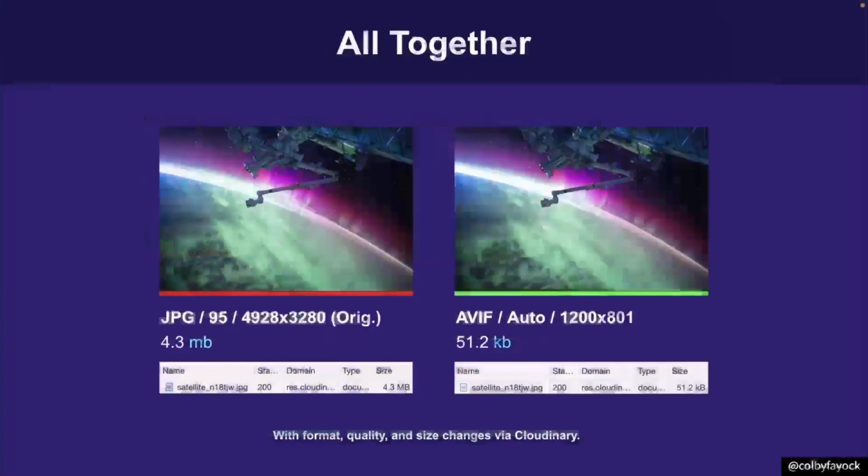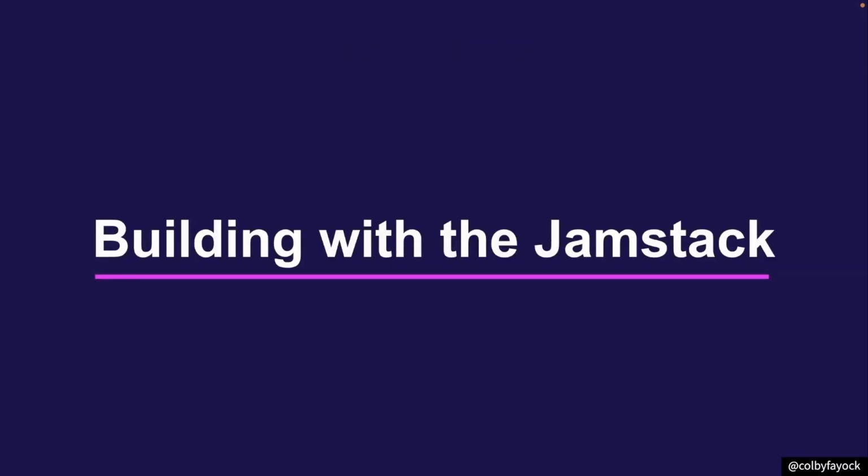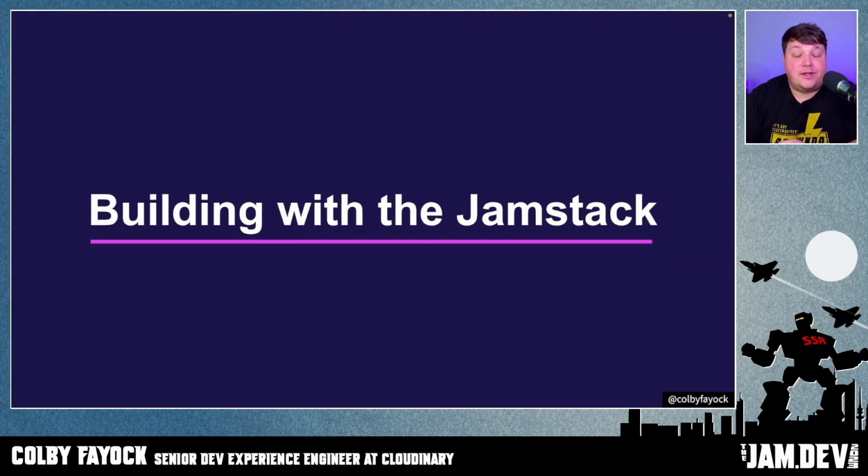Bringing this all together, we have some pretty amazing results. Using modern formats, letting tech automatically optimize our images, and serving our images in sizes that make sense for our web apps, we were able to slash this particular example from Unsplash down from 4.3 megabytes to 51.2 kilobytes, all without sacrificing quality. So hopefully I have you convinced now that this is actually pretty important. But how can we work with this in our Jamstack application? And how can we actually improve our developer experience and ultimately deliver better experiences to our visitors?